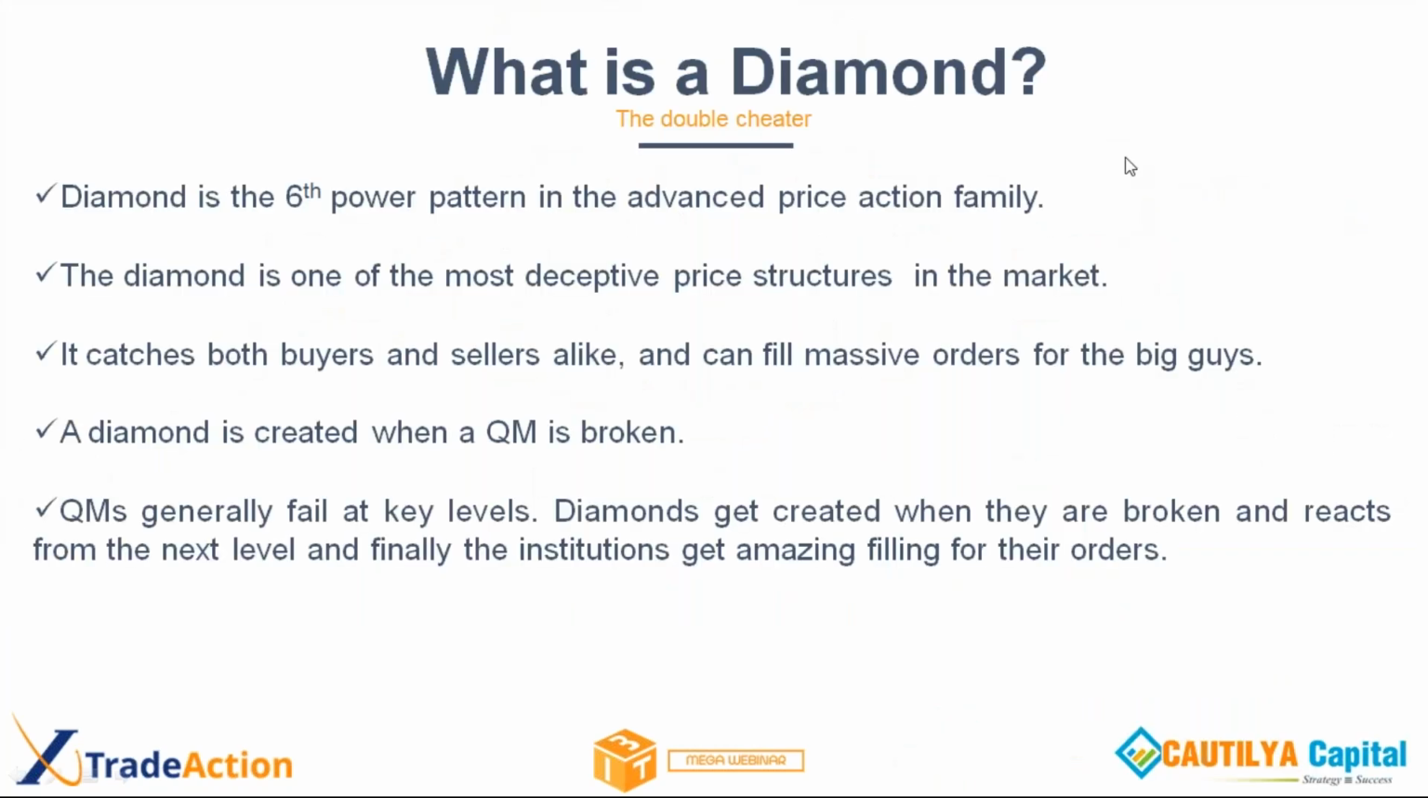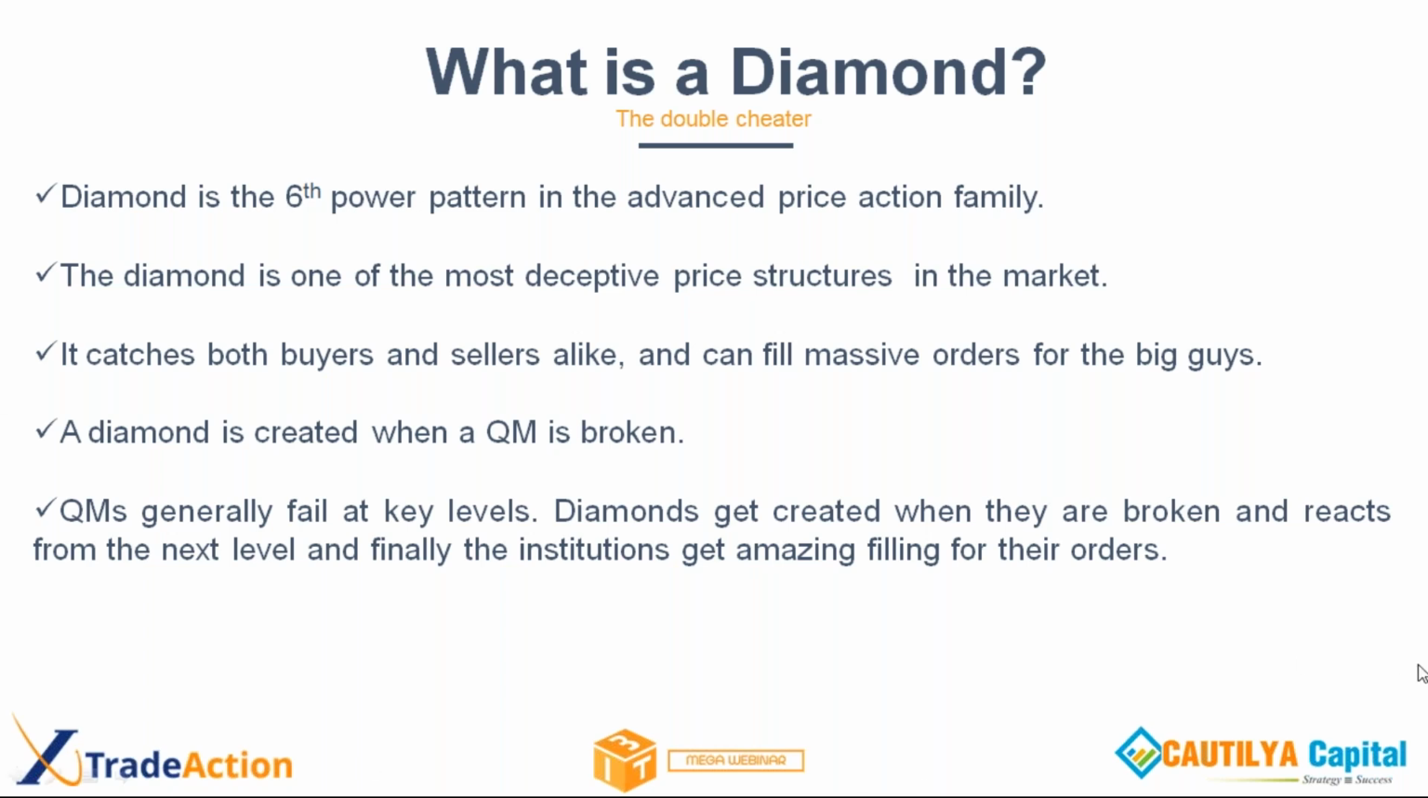So diamond is the sixth power pattern in the advanced price action family. It is one of the most deceptive price structures in the market. Again, it catches both buyers and sellers and can fill massive orders for the big guys. It is created when a QM fails. When will a QM fail? Can somebody tell me? High, low, higher high, lower low, higher high. H, L, HH, LL, HHH.